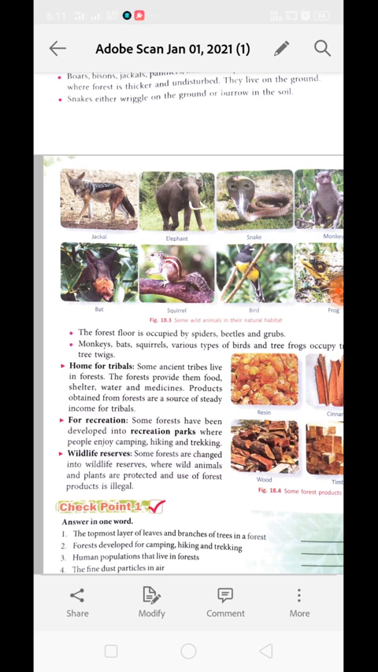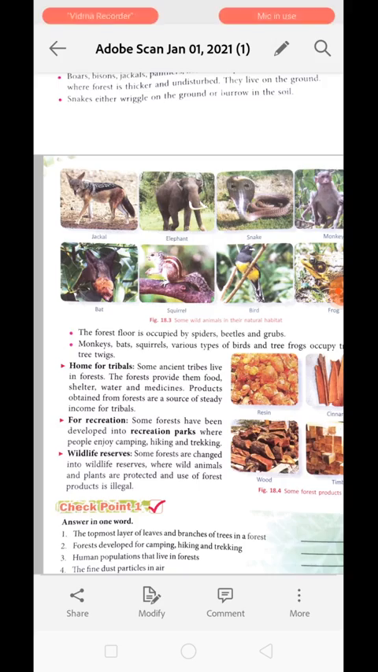Okay, now for recreation, some forests have been developed into recreation parks where people enjoy camping, hiking, trekking. Wildlife reserve. Okay, wildlife reserve. Some forests are changed into wildlife reserves where wildlife and plants are protected and use of forest products is illegal, where the animals can live freely.